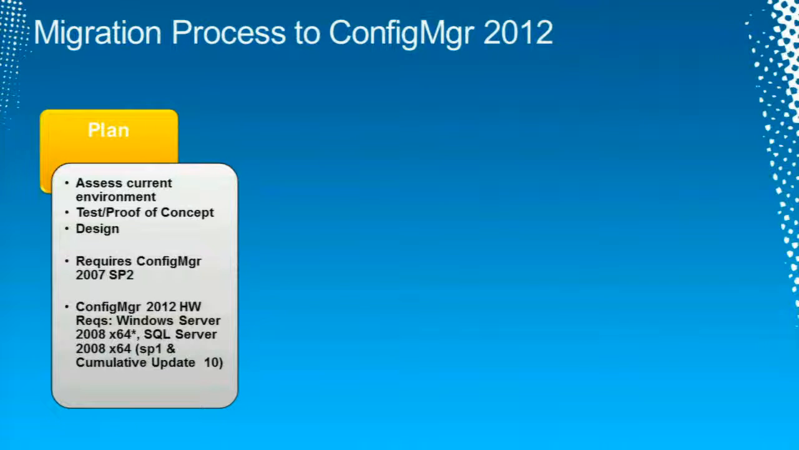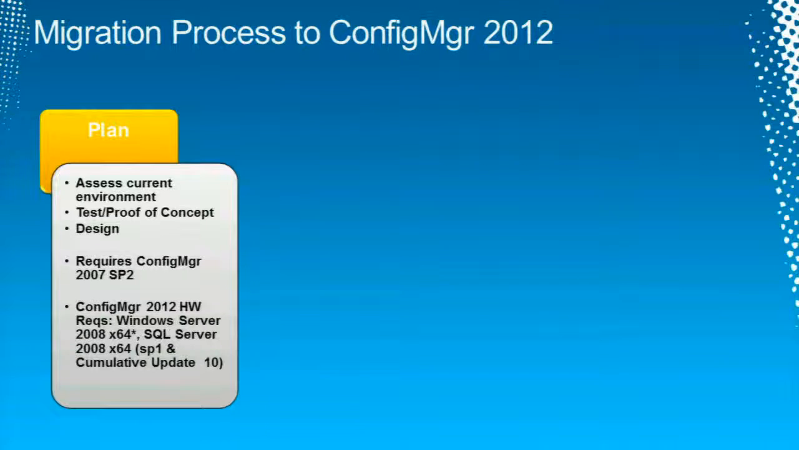Then you have to set up a ConfigMan 2012 environment. I mentioned this is side by side. So you have your existing ConfigMan 2007 Service Pack 2 environment, and now you set up a brand new ConfigMan 2012 environment. And as we mentioned, everything is 64-bit. So you have your 64-bit Windows Server 2008. It doesn't have to be R2, but you probably want to use R2. SQL Server 2008, 64-bit, and you get that all configured.